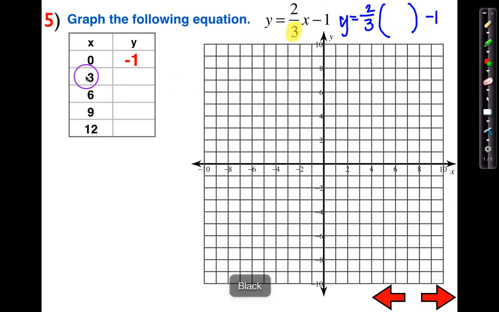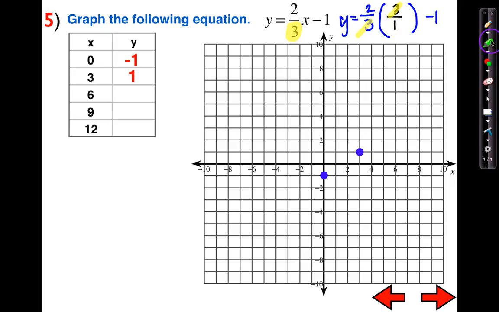If we chose 3 to be x, I'm going to go ahead and put 3 over 1. You're going to see here that the 3's cancel each other out, leaving me with 2 over 1, which is 2 minus 1, which would give me a positive 1. I keep forgetting, I'm sorry. Make sure you plot the points as you go. So here is 0, -1 would go here. 3, 1 would be over 3 up 1, which would be there.